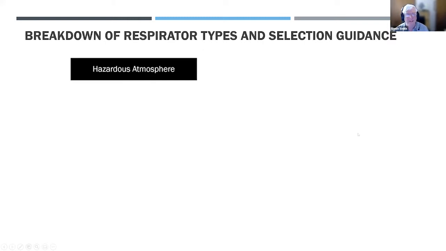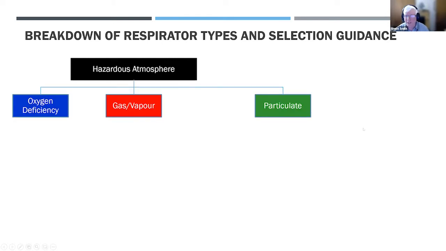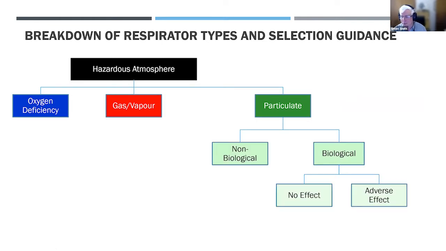When it comes to selecting according to the hazard atmosphere, there are really three issues with the hazardous atmosphere. Oxygen deficiency, then there are gas and vapor hazards, and particle hazards, as I mentioned. Within particle, it's broken down into biological and non-biological. And of those biological ones, some don't really have a physiological effect, and some do have an adverse effect. Infection, of course, is one to consider. Irritation, allergies, and so on.